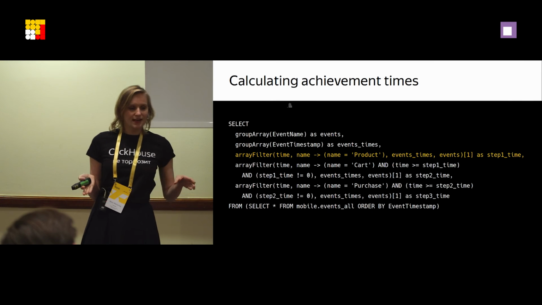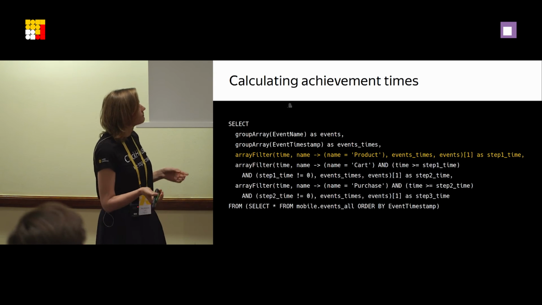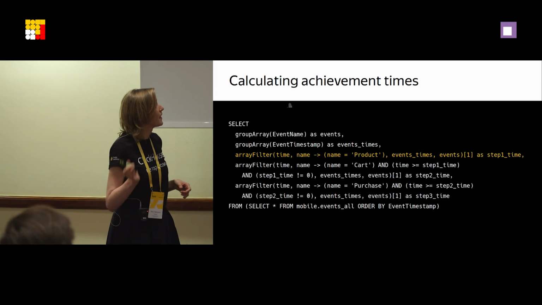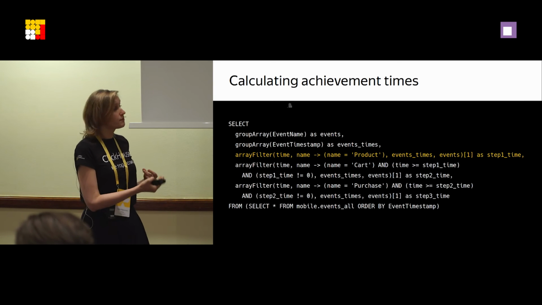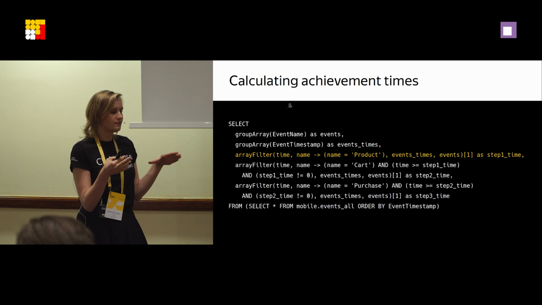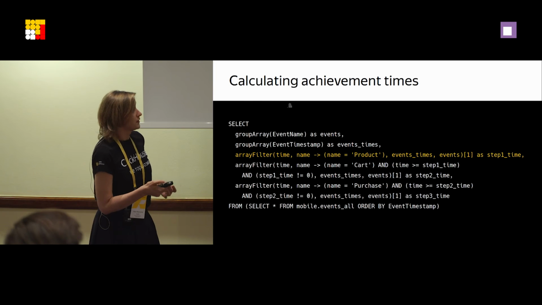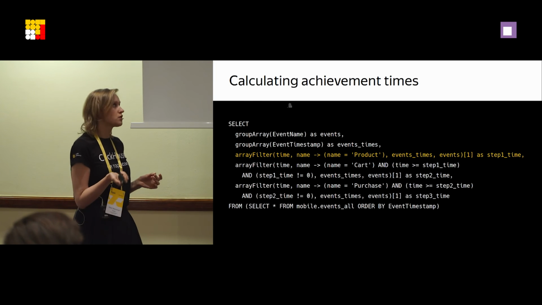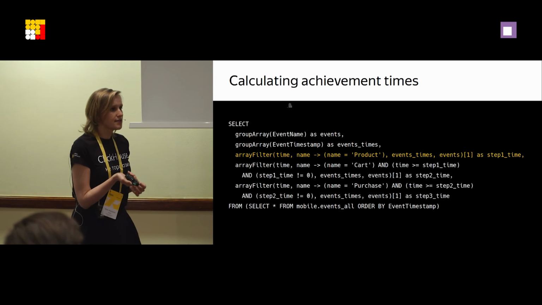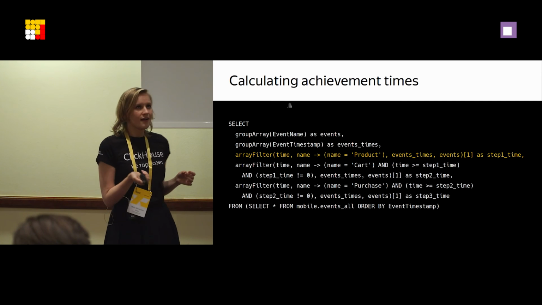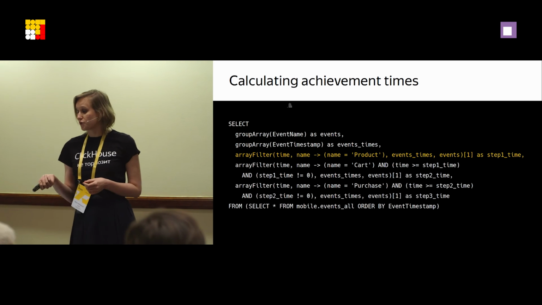To implement it in ClickHouse, we again need to use arrays. And as usual, group everything by device ID and create arrays of names and timestamps. Let's look at the first time. First of all, we need to calculate the time of the very first step. For that, we take the array of event times and get the first time with the name equal to product. The important point here is that we should order our initial table by timestamp to work with correct event sequences. And one more thing to remember is that if this user doesn't have an event with the name product, the corresponding step time will be equal to 0.